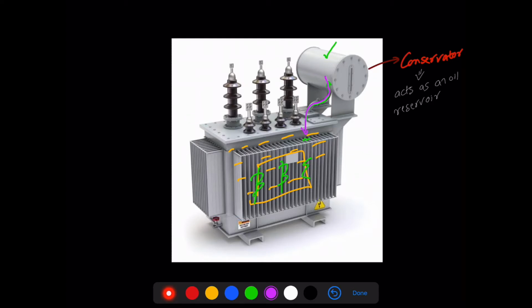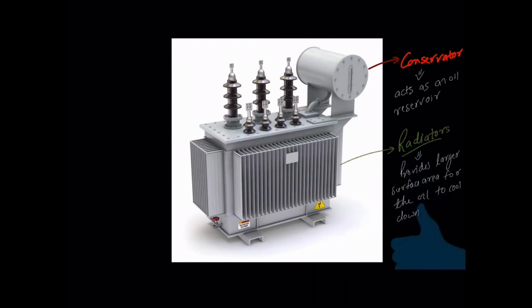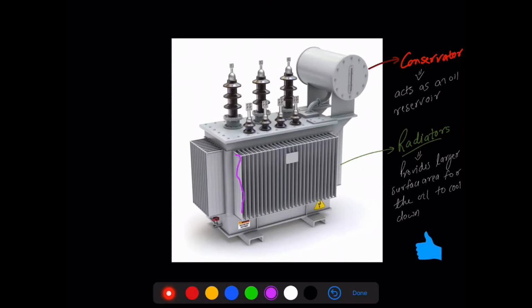So this is the basic function of the conservator tank, and let us proceed further to the radiators. What is a radiator? Radiators are basically these particular fins. You see these fins right here, no? The purpose of the radiator is to help the cooling of the oil. As the oil heats up, it is going to flow inside the radiator and, through a larger surface area, cool by natural means. The air coming here is going to help the oil cool a little bit faster. So this is the basic function of a radiator.